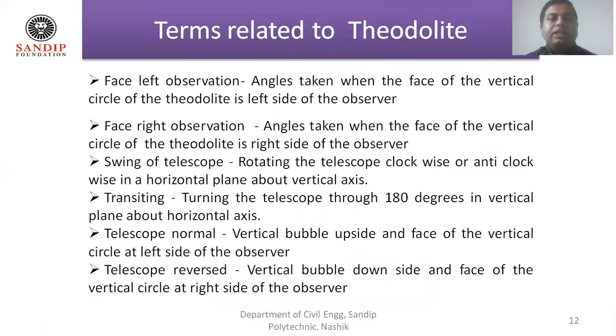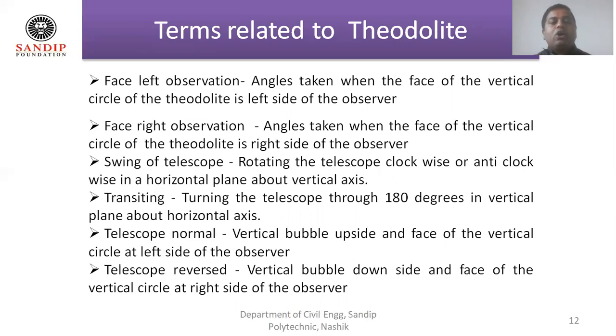Now there are different terms related to the theodolite. So the first term is face left observation. What do you mean by face left observation? Whenever the vertical circle is on the left side of the observer while taking the reading, then that is called a face left observation. But when the vertical circle is on the right side of the observer, then that is called a face right observation.